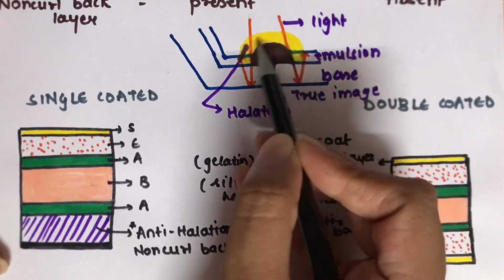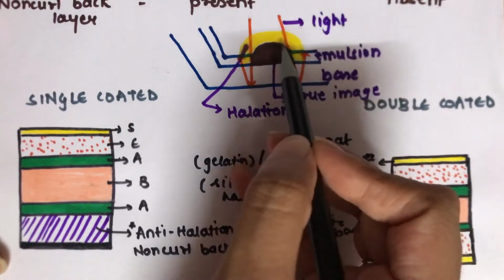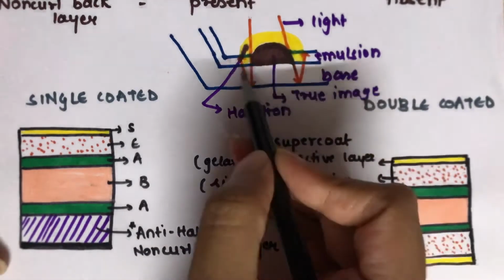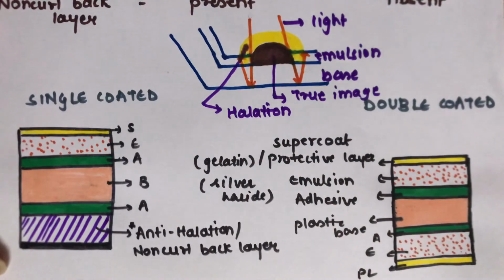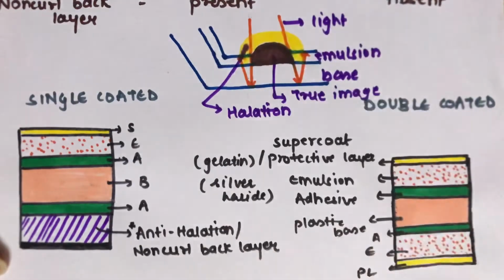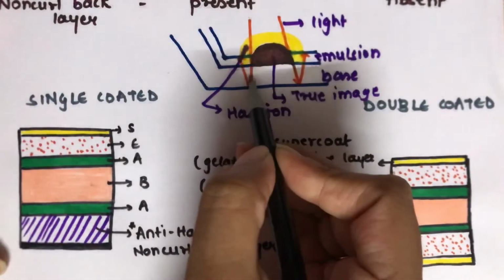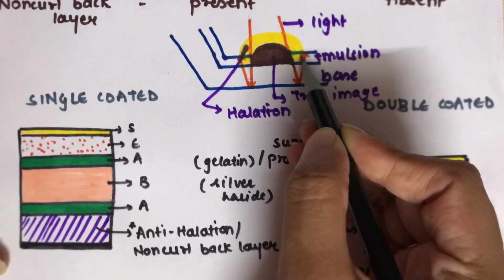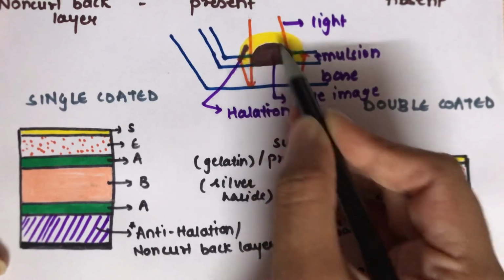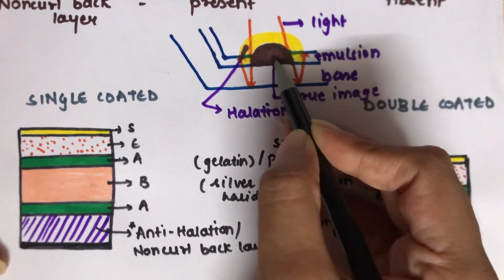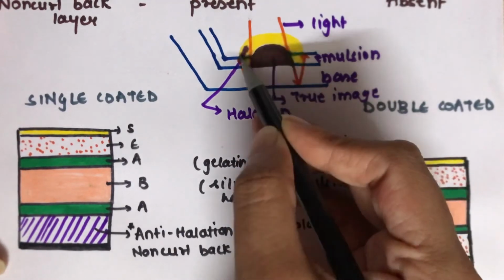So this yellow one is nothing but the halation, and this halation causes unsharpness of the image. Depending upon the angle at which the light strikes this base, there are two things that can happen. It can pass completely out of the base, or it gets reflected back, and this reflected light forms a halo image around the proper image. So this brown one is your proper image, the exact image that you want, and this is the ghost image which is formed.